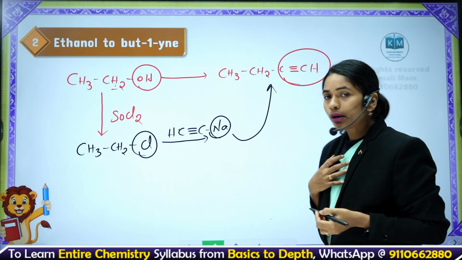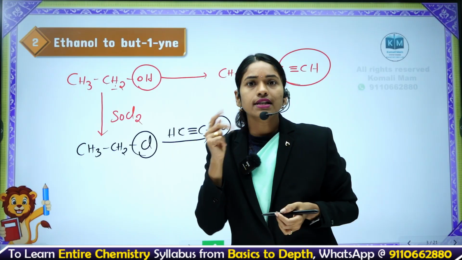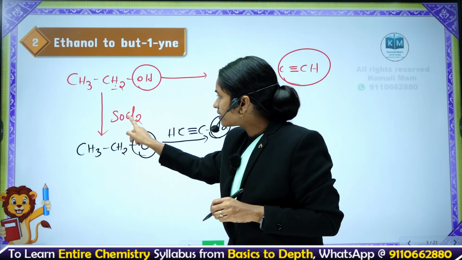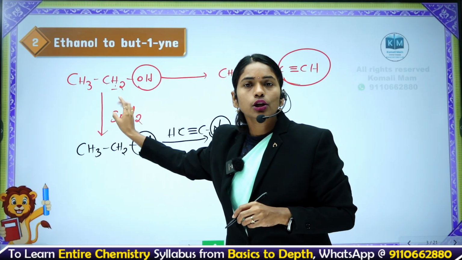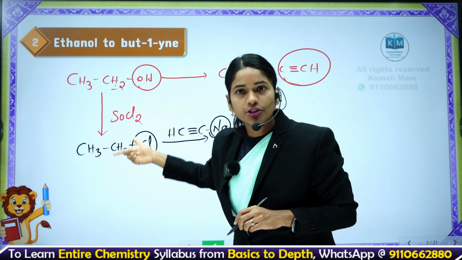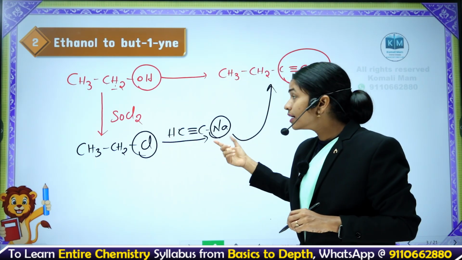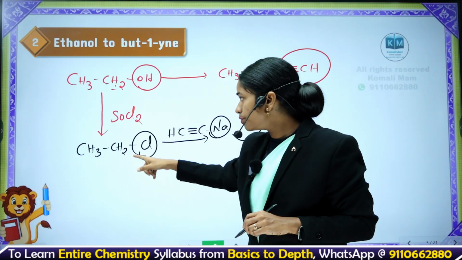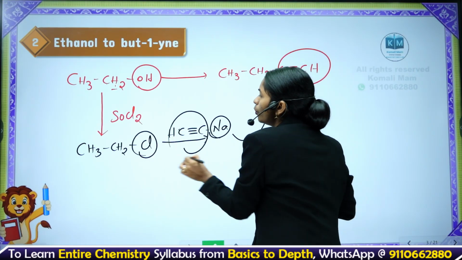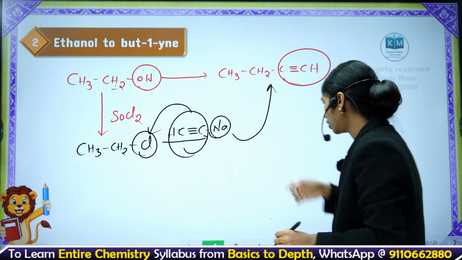product. So here what I want to tell you, two reagents and their functions you have learnt. What is that? SOCl2, thionyl chloride: one of the OH is replaced by chlorine. And here sodium acetylide you have used, and this group you have introduced in place of chlorine.